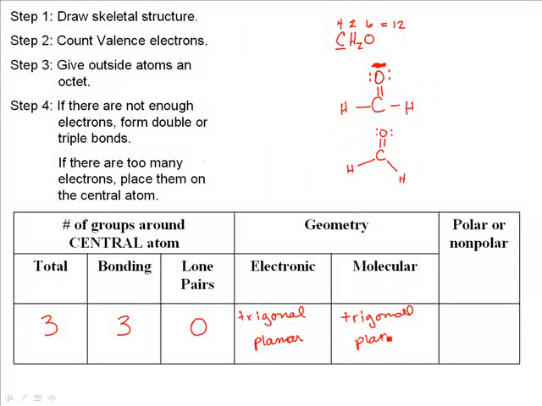electronic geometry. Now, is this polar? Well, all the atoms are not the same, even though they are equally distributed. Oxygen is more electronegative, so the dipole would point towards the oxygen. So this is a polar molecule.